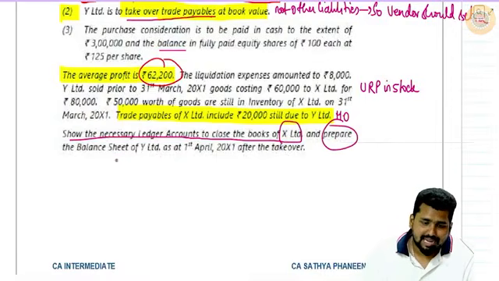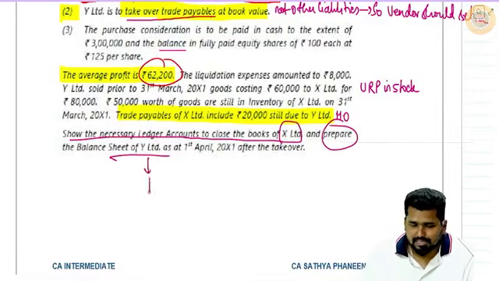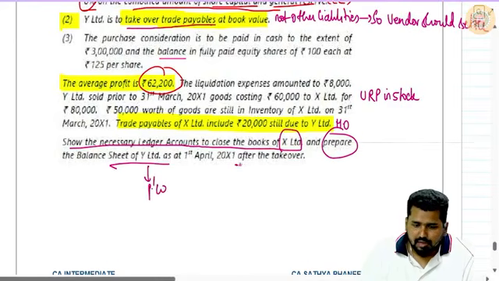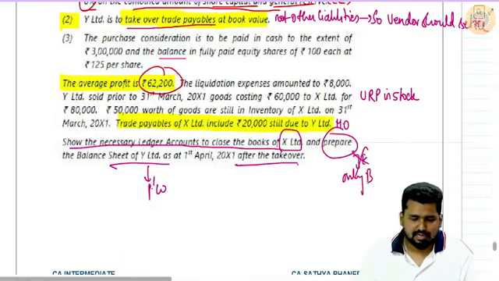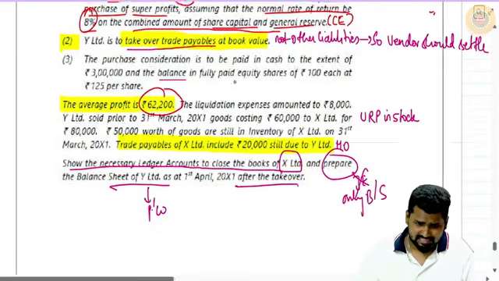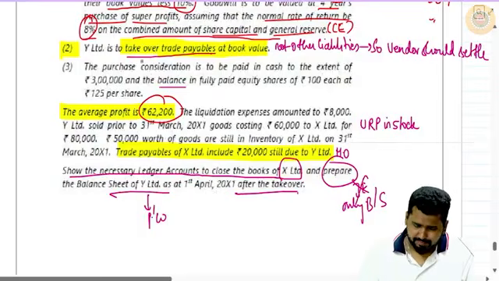And prepare the balance sheet of what? Y Limited, the purchasing company, after takeover. They did not ask a journal entry. Clear? No journal entry, only the balance sheet they're asking. Simple. Okay, listen, we will proceed further.